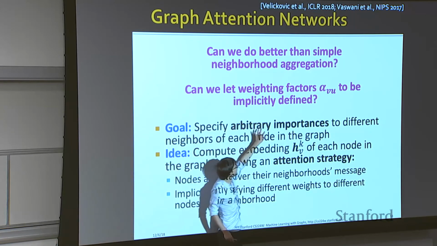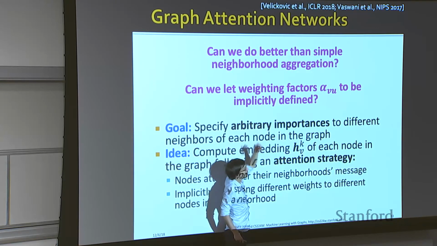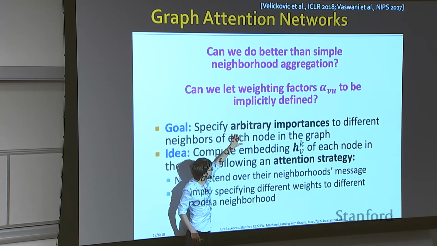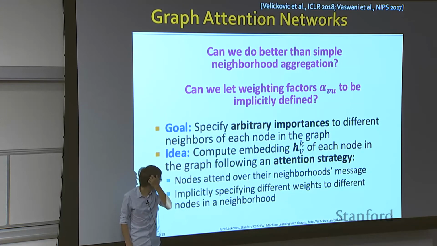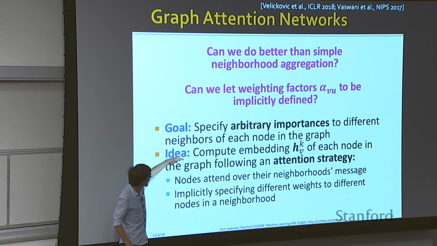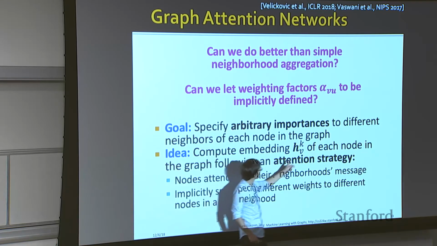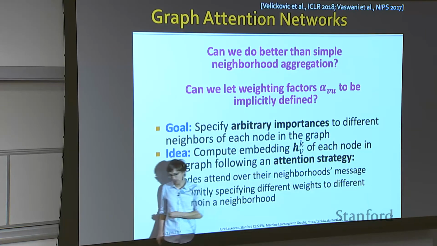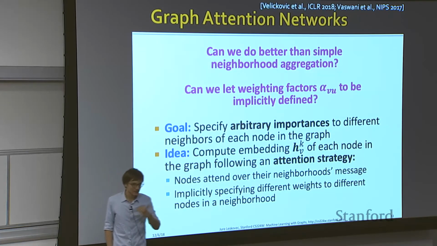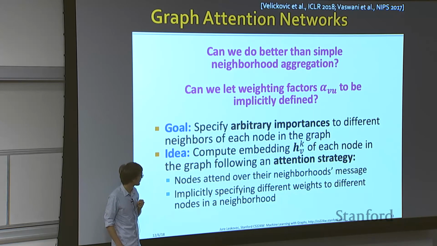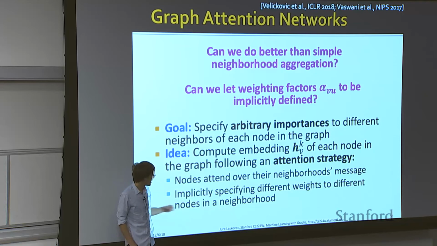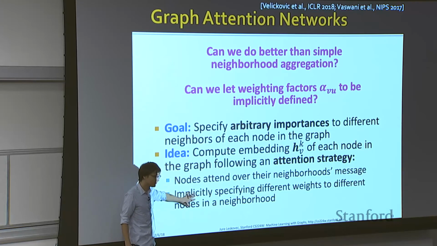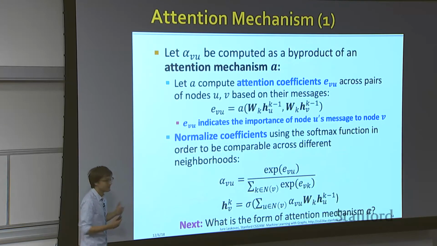Can we let the weighting factor, this weight alpha, be somehow implicitly defined, or can we learn it, right? So the goal will be to set in principle arbitrary importances to different neighbors of each node in the graph, right? And how are we going to do this? We will compute the embedding of a given node at a given layer, and then we will apply what is called an attention strategy, where we will pay more attention to different nodes in the network, where nodes attend over their neighborhood's messages, and implicitly specify different weights to different nodes in the neighborhood. So we need to figure out how we are going to define this weight. Okay? So let's do it the following way, right?